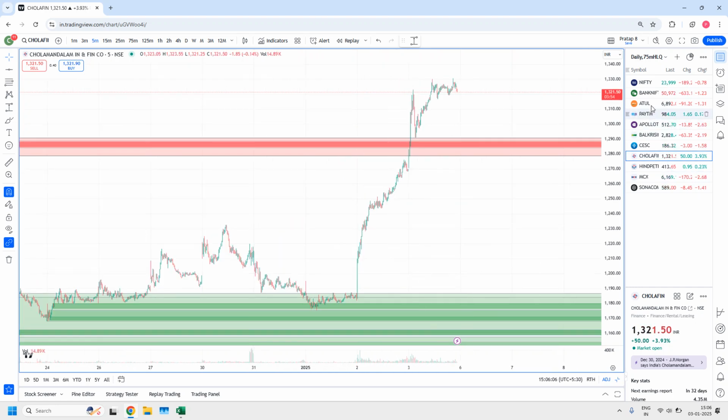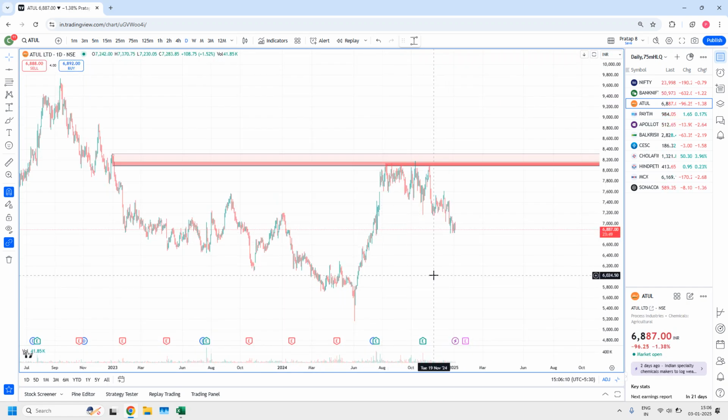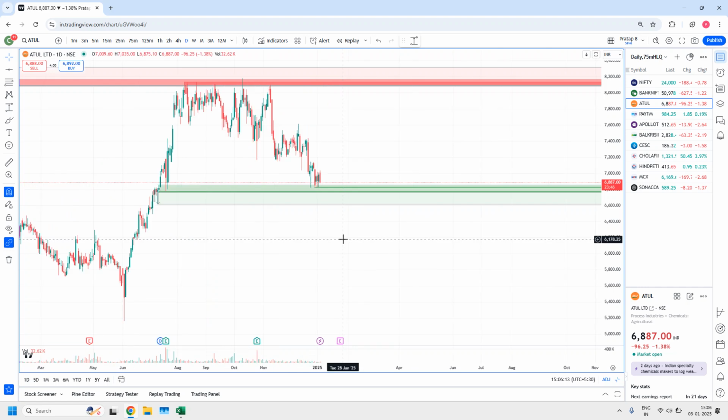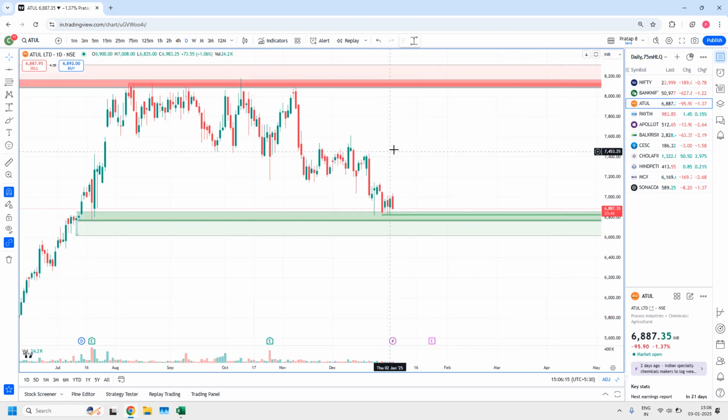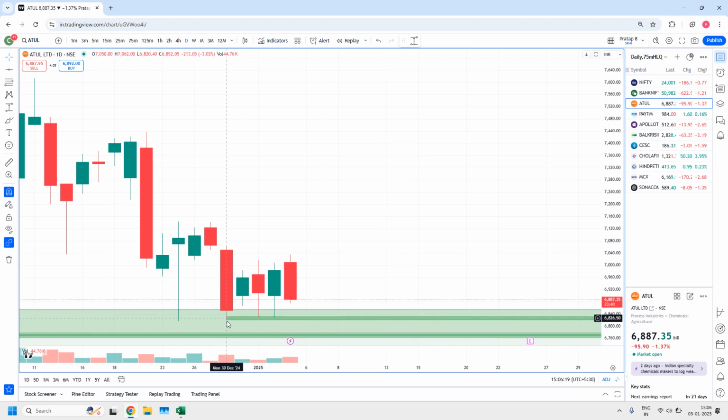Okay, apart from that, Atul we discussed yesterday. This is a daily high liquidity zone. Yesterday I explained. This is a daily high liquidity demand zone. Here we have seen a 1 minute high liquidity zone. Today prices did not come.